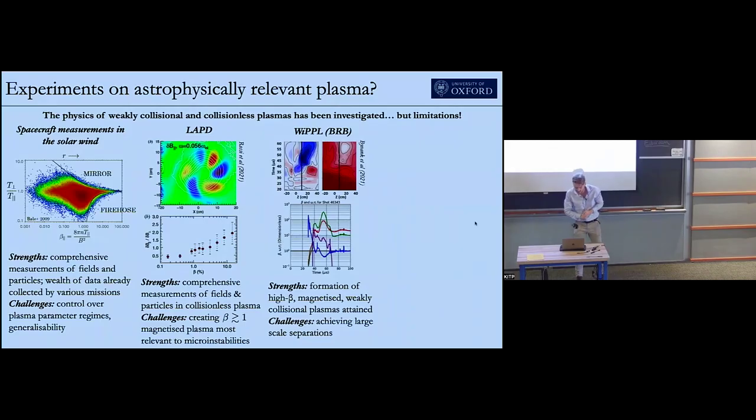However, the downside of this setup is that it's very hard to get large-scale separations. Those ion gyroradii are typically only an order of magnitude smaller than the device size itself. And so to get realistic scale separations will be a real challenge in this sort of device.